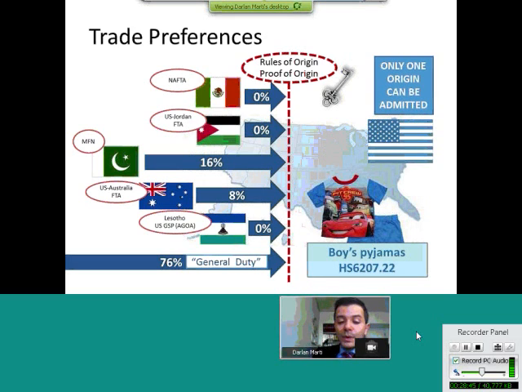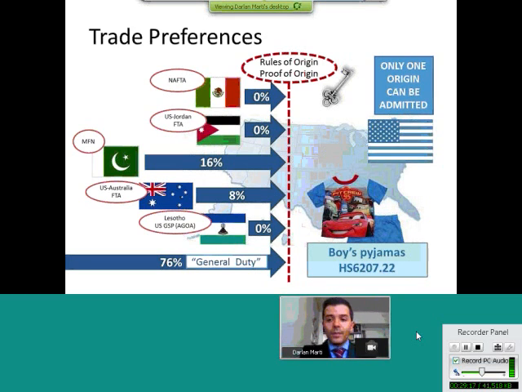And finally, the example you see there is a country from sub-Saharan Africa, which has preferences into the United States by virtue of AGOA. Now, the last line there is an interesting one, and maybe I should comment on it. It is what the United States calls the general duty. General duty basically means that whenever the origin of a good cannot be assessed, or when there's fraud, or when documentation is not correct, the general duty will apply. And as you can see there, it's very high.